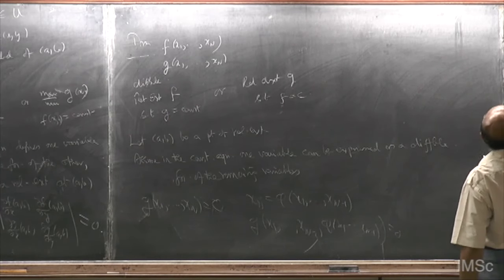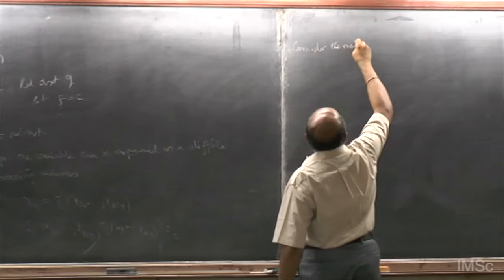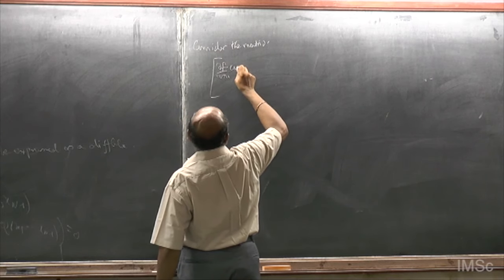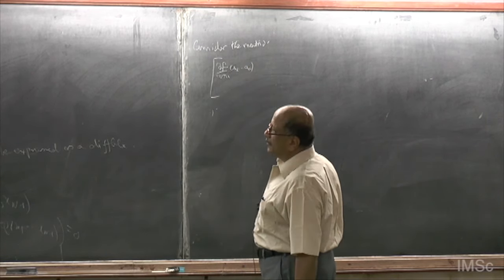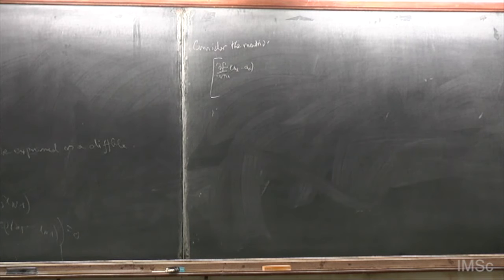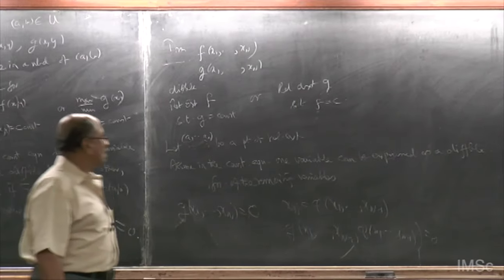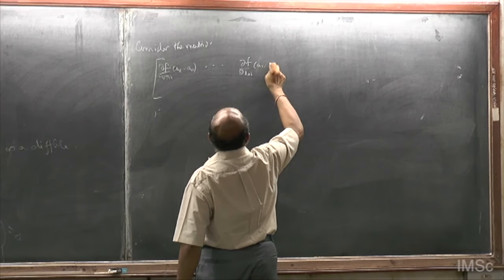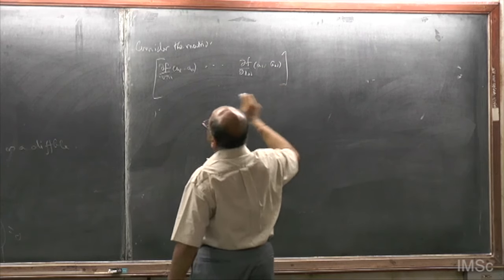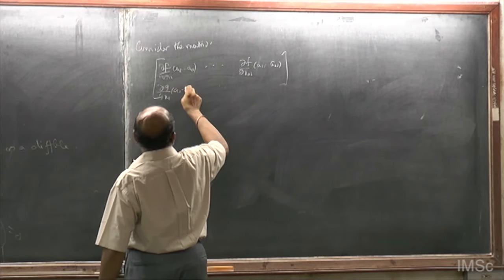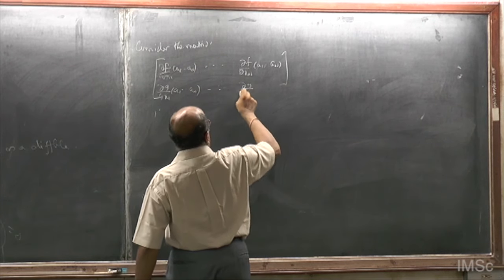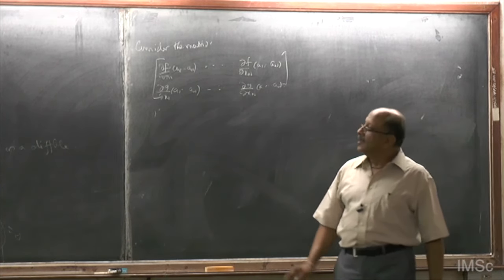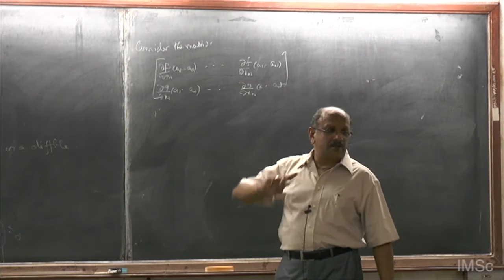Then consider the matrix with rows: df by dx1 at A1 to AN, up to df by dxn at A1 to AN; and dg by dx1 at A1 to AN, up to dg by dxn. No, this is not AB, it is not in 2 dimensions, we are in A1 to AN. Look at this matrix. Then every 2 by 2 submatrix of this will have determinant 0.